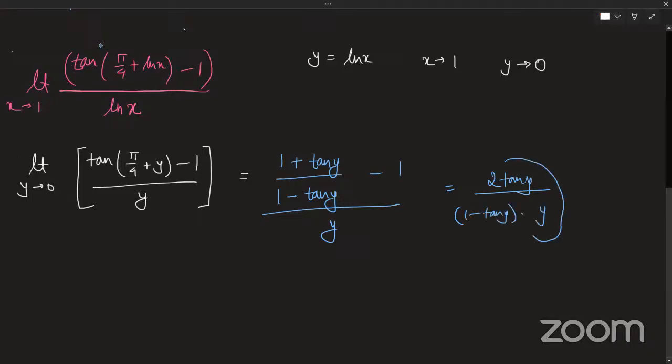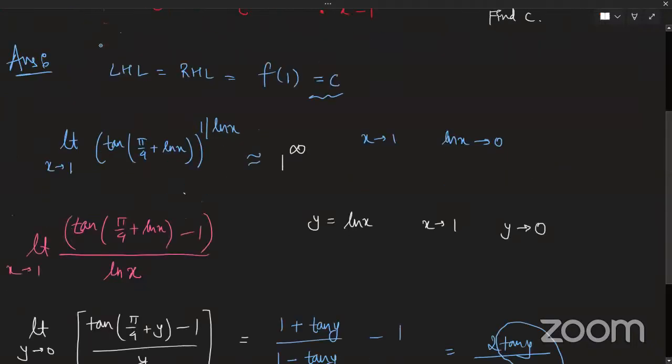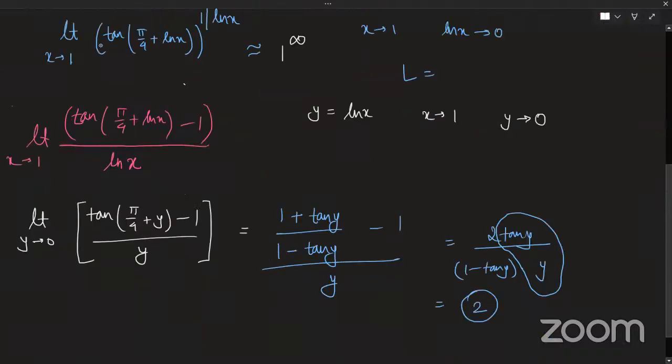So this tan y by y, when y is tending to 0, what will it be? 1. Great. So it is 2 divided by 1 minus tan y, and tan y is 0. So the answer is 2. So what is the value of my limit? e raised to 2. Great.